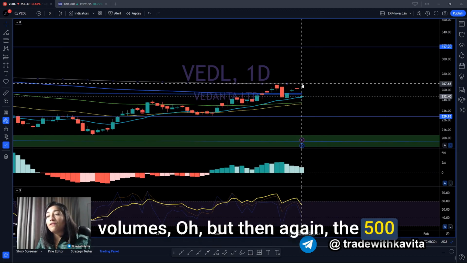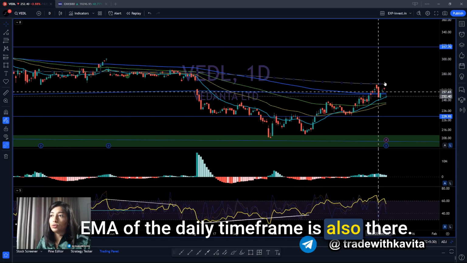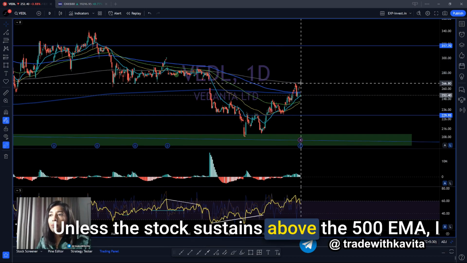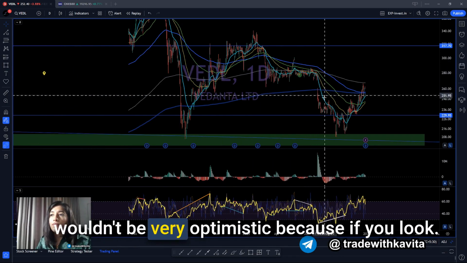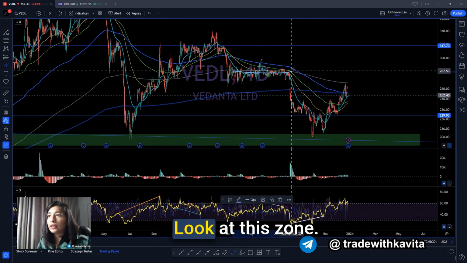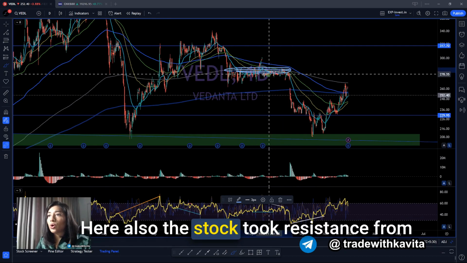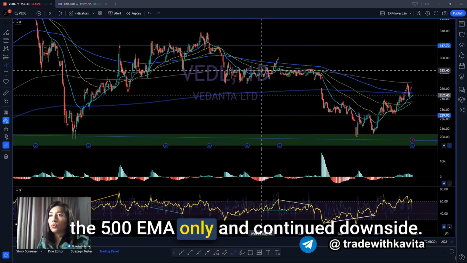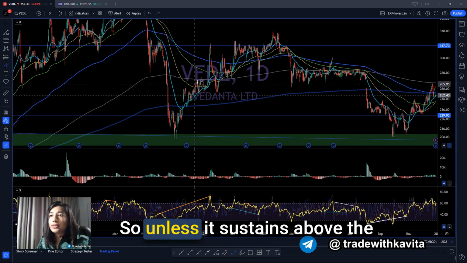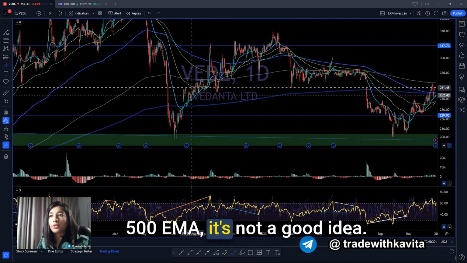But then again, the 500 EMA of the daily time frame is also there. Unless the stock sustains above the 500 EMA, I wouldn't be very optimistic, because if you look at this zone, here also the stock took resistance from the 500 EMA only and continued downside. So unless it sustains above the 500 EMA, it's not a good idea.